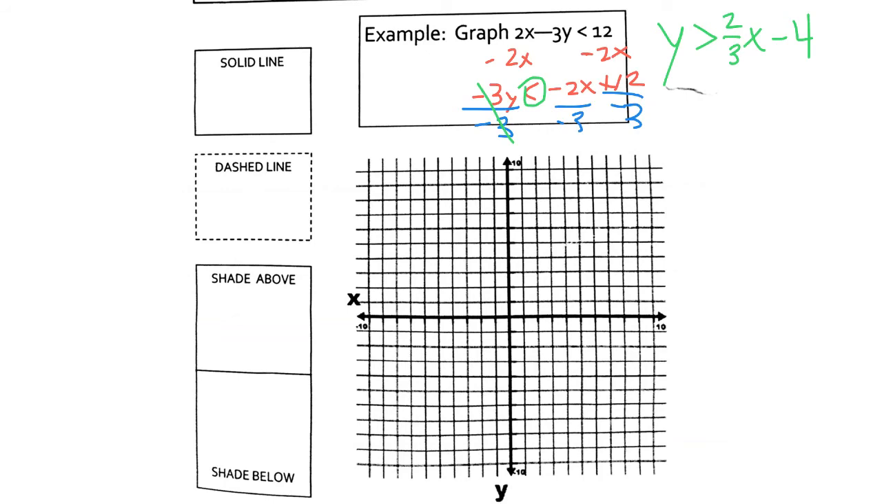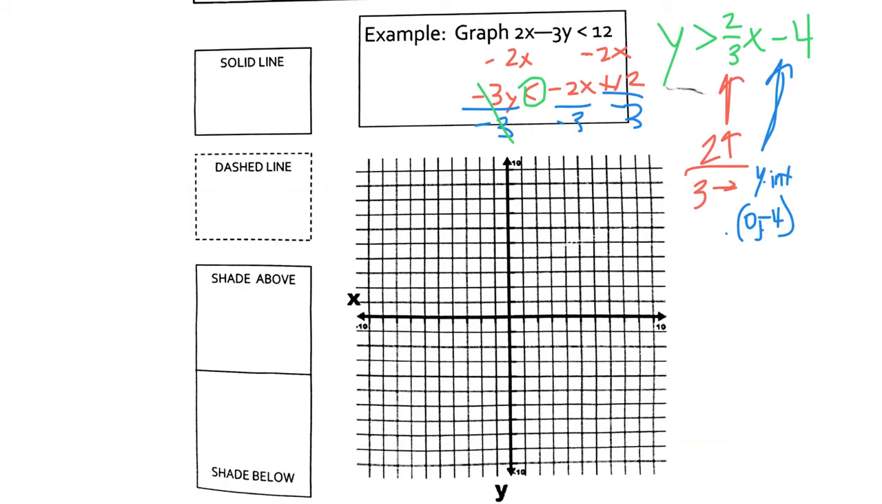Now I have to look at some different things. Remember, this 2 over 3 is my slope. That's saying I'm going up 2 units and to the right 3 units. This negative 4 is telling me that my y-intercept is at the point (0, -4). So I have to plot that y-intercept. For number 2, I have to go down 4 units.